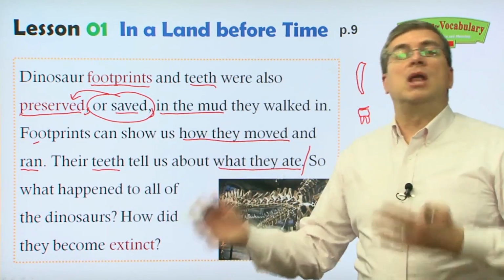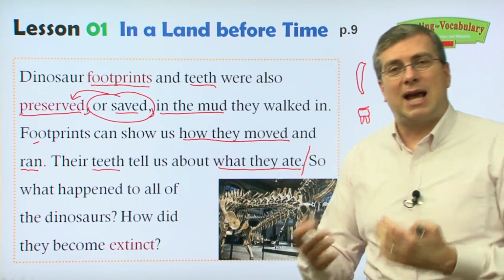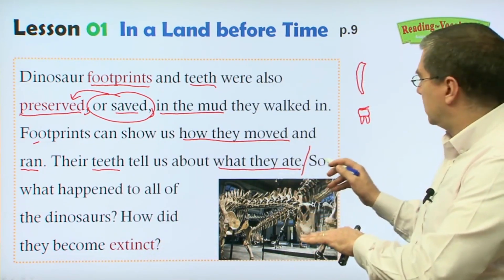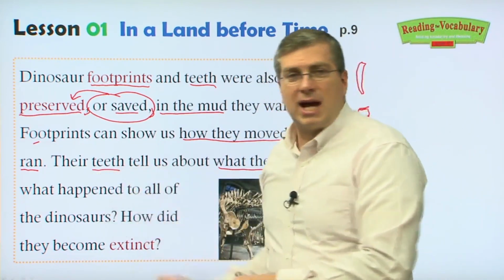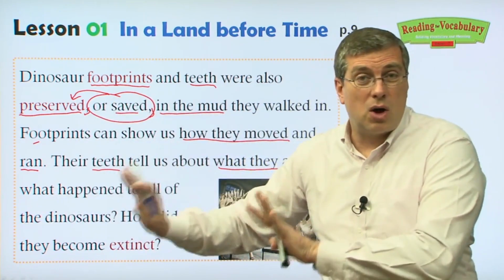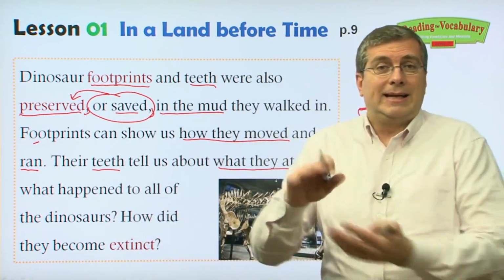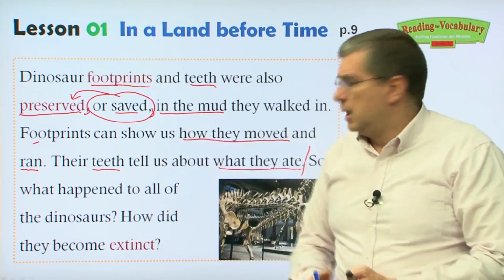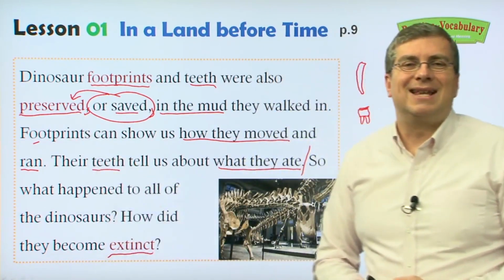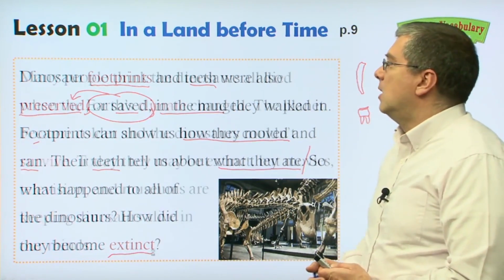So we can find out a lot of things from the evidence, from the remains of dinosaurs that have been left behind. Okay, now after this we kind of change the subject a little bit. So what happened to all of the dinosaurs? That means we can find all this evidence of the dinosaurs, but they're extinct. They're no longer here. So the question is, what happened? Where'd they go? Right? Did they all get in a spaceship and go to another planet? No. How did they become extinct? How did they disappear? Why didn't they survive? Why didn't the dinosaurs survive? Well, that's the next part.